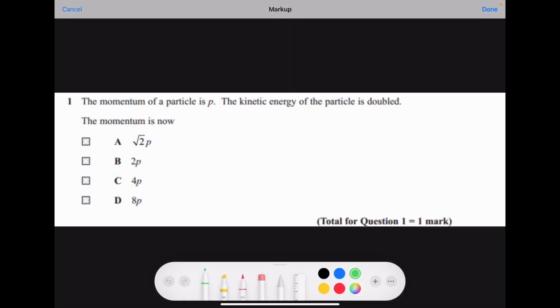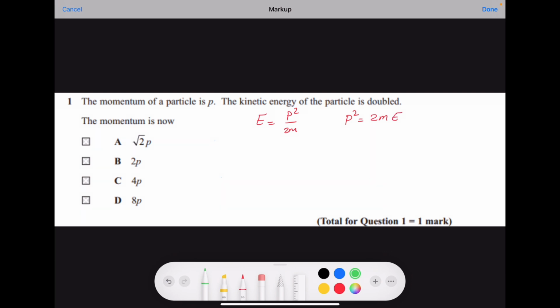The momentum of a particle is p. The kinetic energy of the particle is doubled. What is the momentum now? The kinetic energy equals p squared over 2m, and from this formula, p squared equals 2mE.